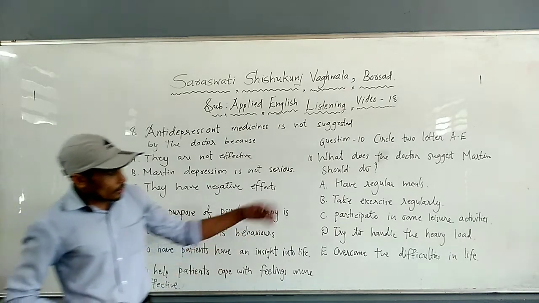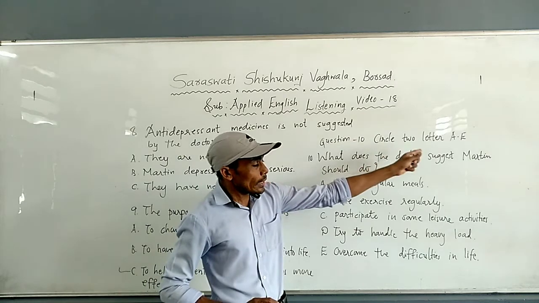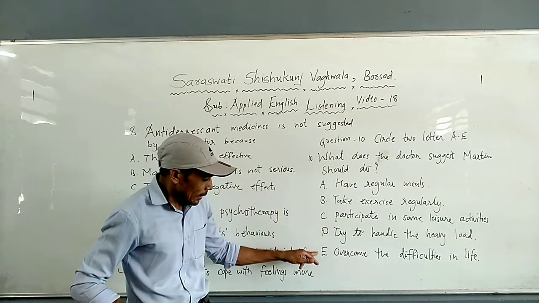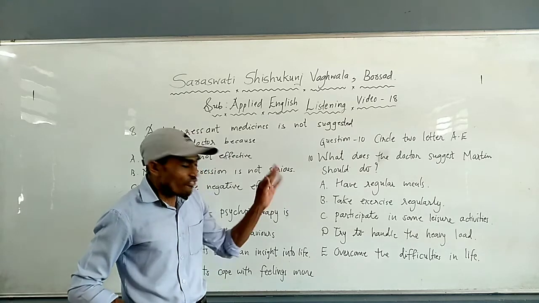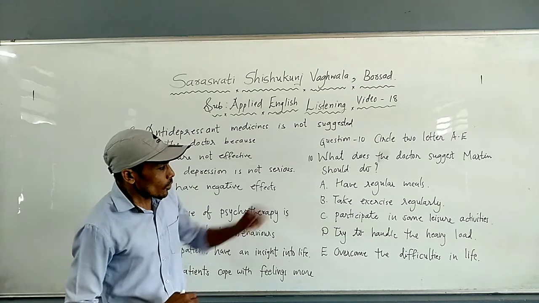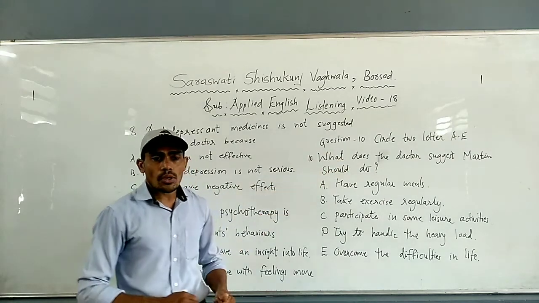Okay, the last one that we have here, question number 10, circle letter A to E. Now we have A, B, C, D and E. There are how many options? 5 options are given and we need to select any 2. So now what does the doctor suggest Martin should do?